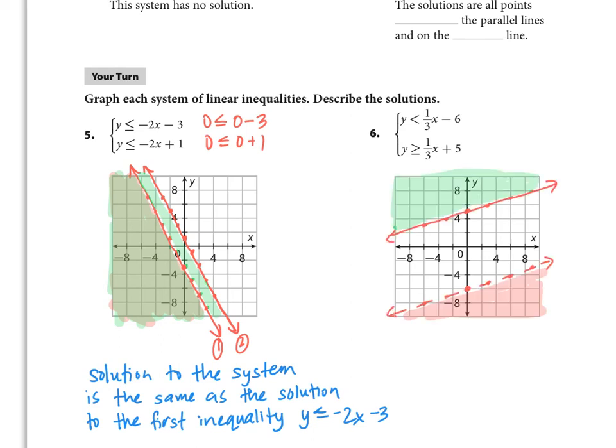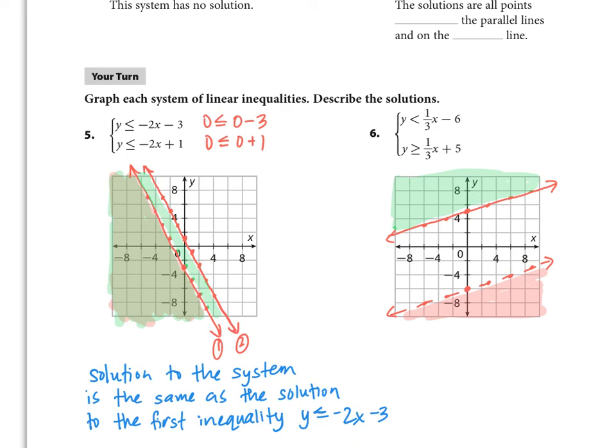And as you can see for number 6, the first inequality is graphed at the bottom of the graph here, a dashed line, starting at negative 6, with a slope of 1 third, going up 1, right 3. Looks like that. It shades below because I could test the point 0, 0, which is not a solution. 0 isn't less than 0 minus 6. And the second inequality starts at 5, also with a slope of 1 third. As you can see, same slope. They're parallel. And then y is greater than or equal to 1 third x plus 5.